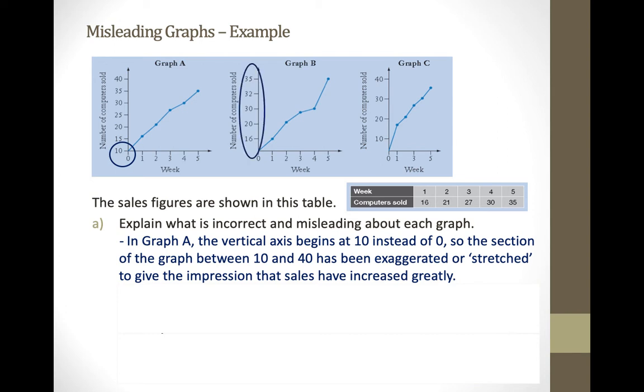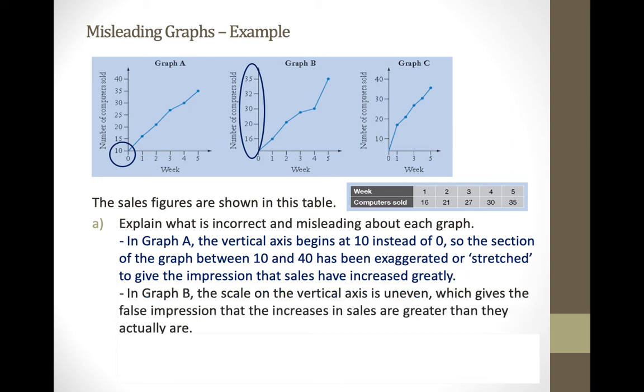For the second graph here, note a couple of things. Not only is it not completely clear that you're starting at 0 or 14 or some other number, because the scale is inconsistent. It goes up from 16 to 20, which is 4 units, but then 20 to 30 in the next. So that vertical axis, which is uneven, will give the false impression that the increase in sales are greater than they actually are.